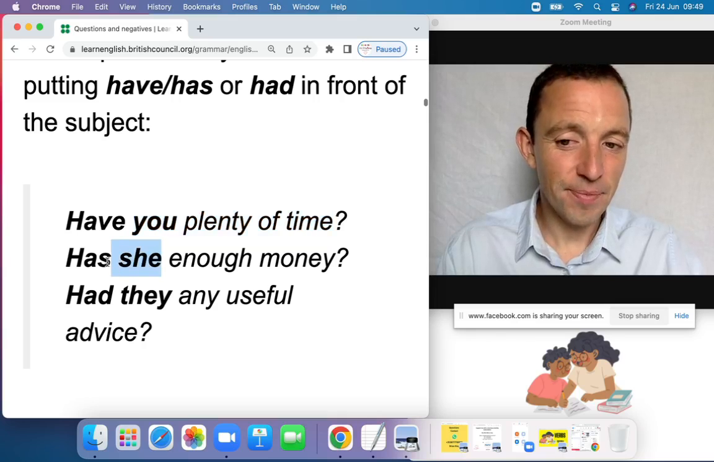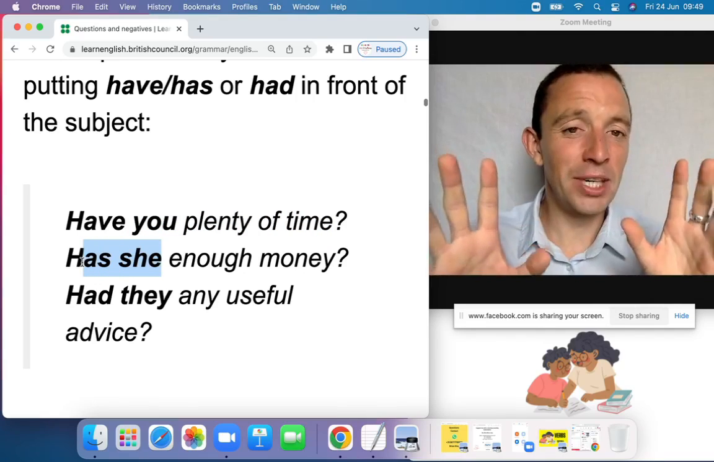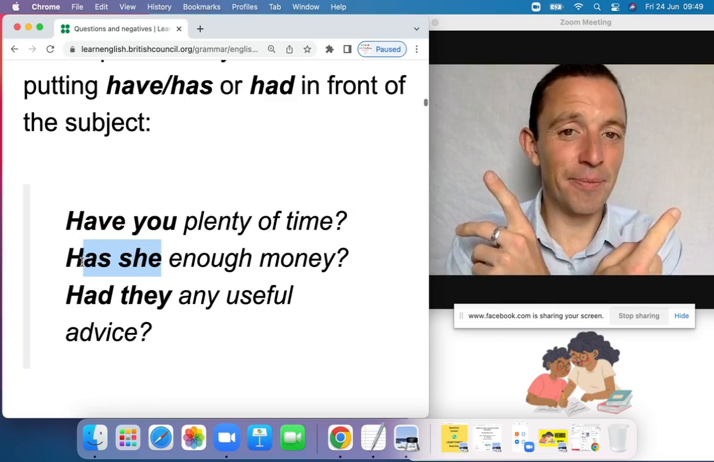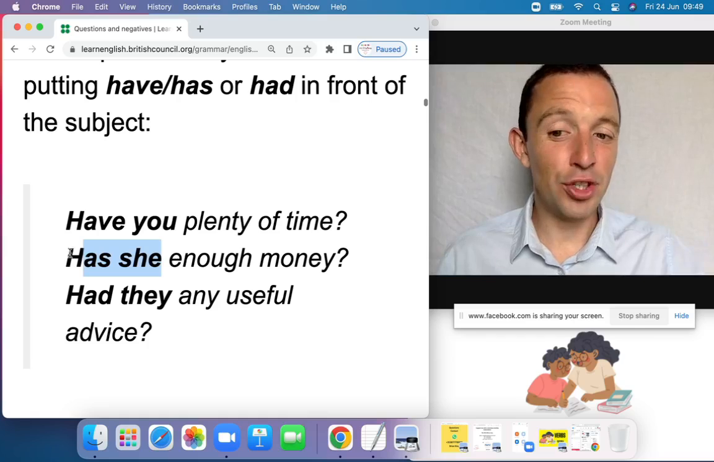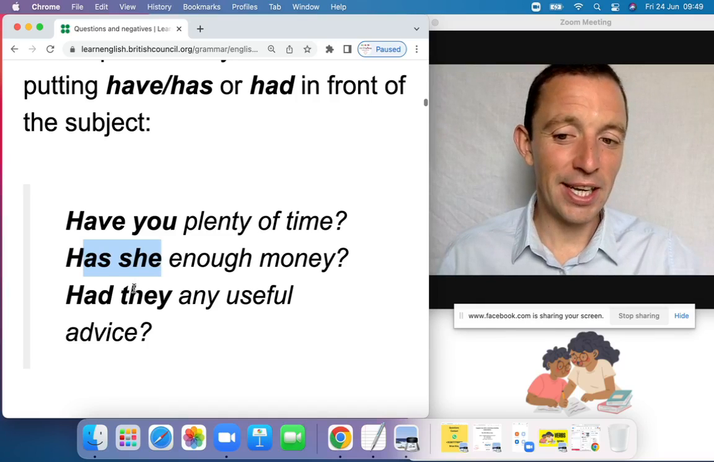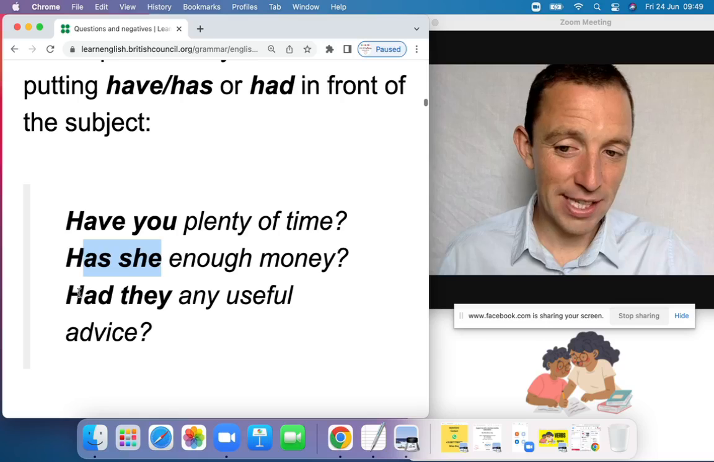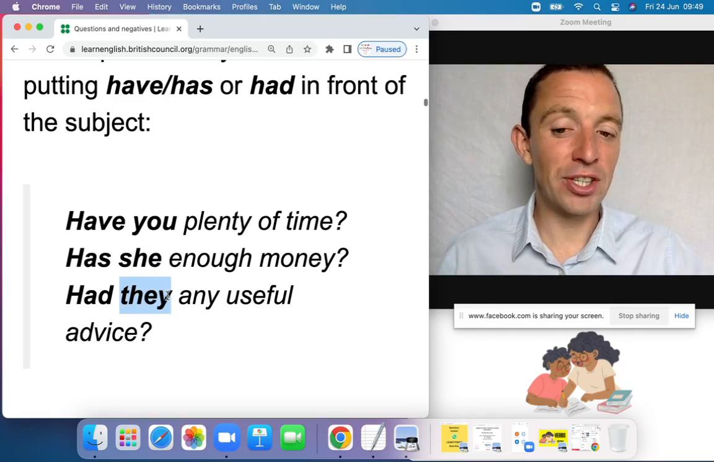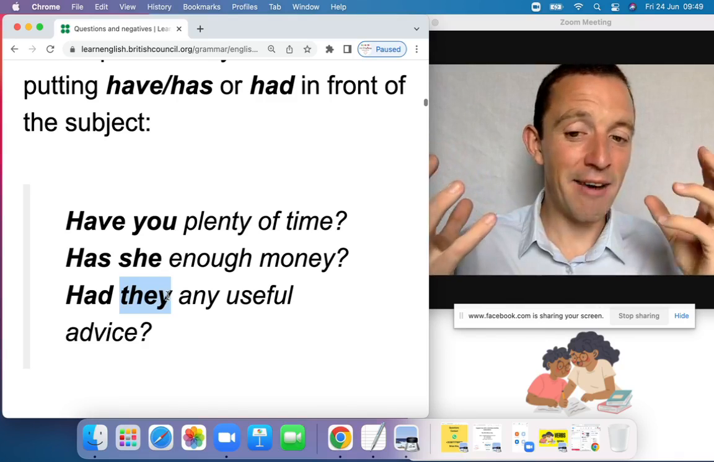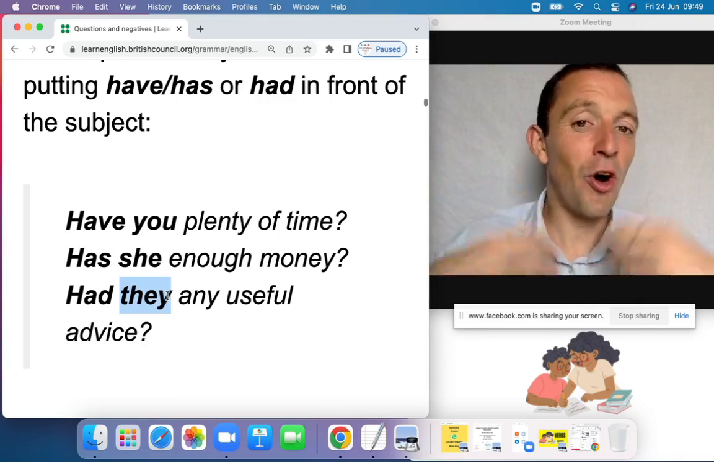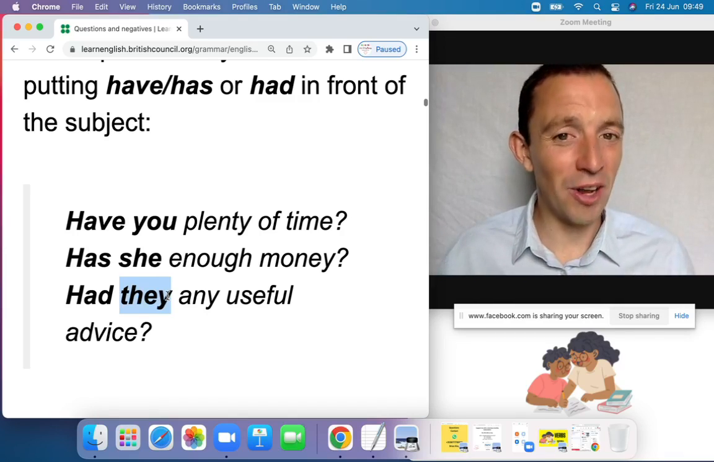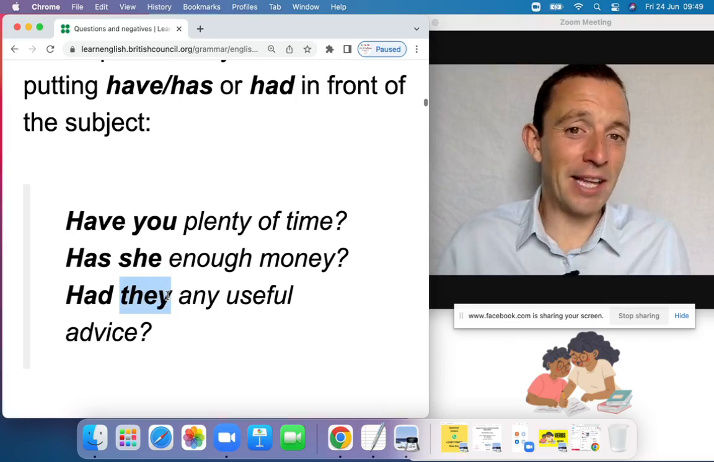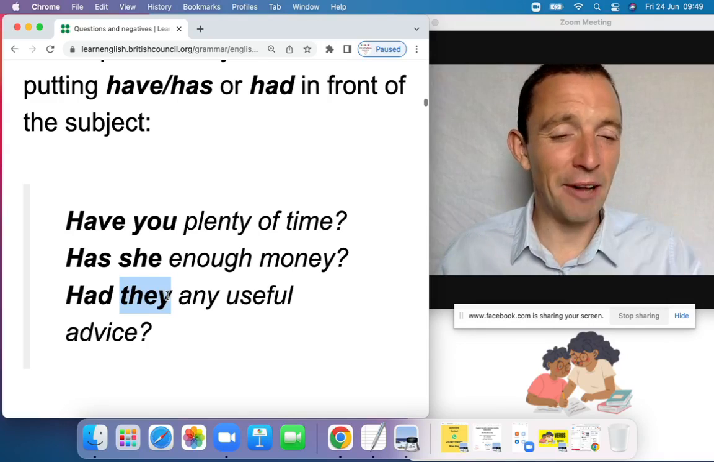She has enough money. Affirmative, she has enough money. The question: has she enough money? Or the second possibility, does she have enough money? And the third example: they have useful information, or they had useful information in the past. Question: do they have, did they have useful information, or had they useful information? So it is very difficult to remember all of this, but it's important, and I recommend that you try to study this yourself as well.